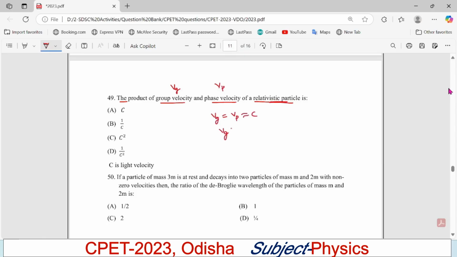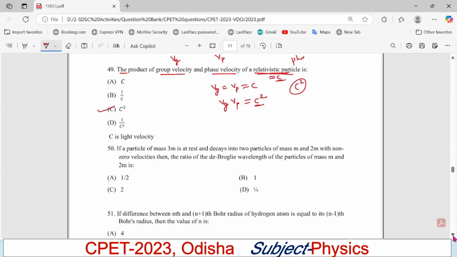So the product of Vg into Vp will be approximately c square. If it is asked for a photon only, it will be c square directly, but whatever the relativistic particle may be, moving with approximate velocity of c, Vg into Vp for a relativistic particle will be equal to c square. Option C is the correct answer.